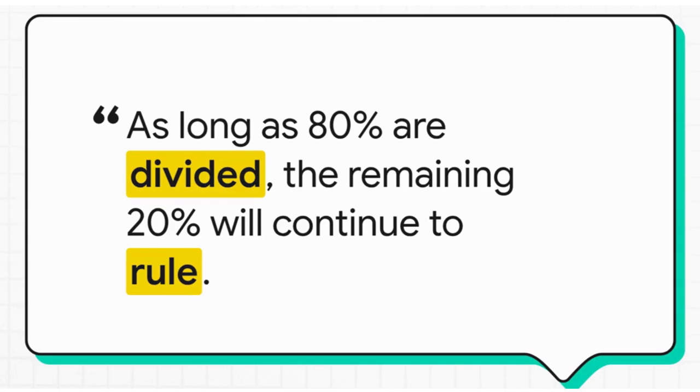As long as 80% of people are divided by their own preferences, the remaining 20% will continue to rule over them. Let me just say that again, because it's the ultimate takeaway from our explainer today. A smaller group moving perfectly in sync is almost always going to defeat a larger group that's busy pulling in a dozen different directions. Unity acts like a force multiplier, while division just completely dilutes your power.